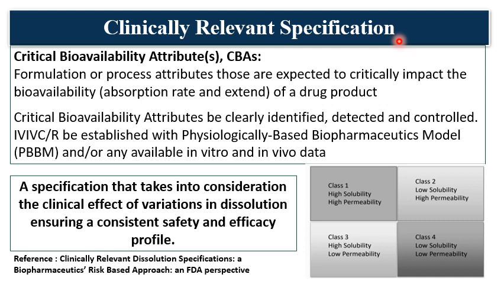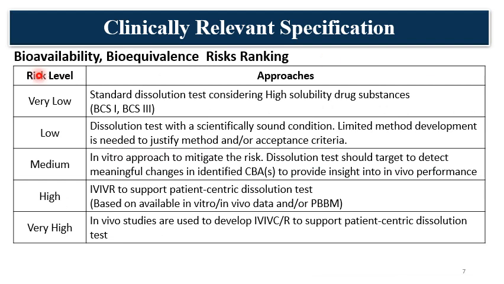The reference for this is Clinically Relevant Dissolution Specifications, a Biopharmaceutics Risk-Based Approach, an FDA perspective. One publicly available document is there. From there you can understand the other things as well. So based on the BCS also, these CBAs can be understood. Then based on the risk level of the formulation and the BCS classification of the drug substance, the risk levels are given, which involve very low risk, low, medium, high and very high risk.